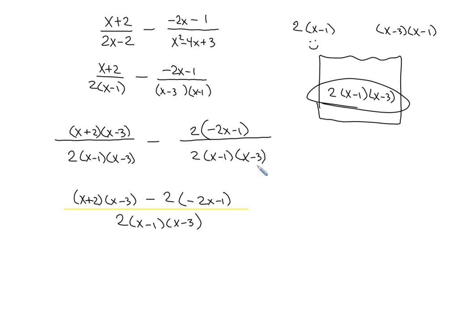What a lot of people will do is they will distribute this first, which gives you what? And then when they put it together, this thing becomes x squared minus x minus 6. And then they do minus negative 4x minus 2. So what does minus negative 4x become? Right? Look reasonable? Except it's 100% wrong. Why?